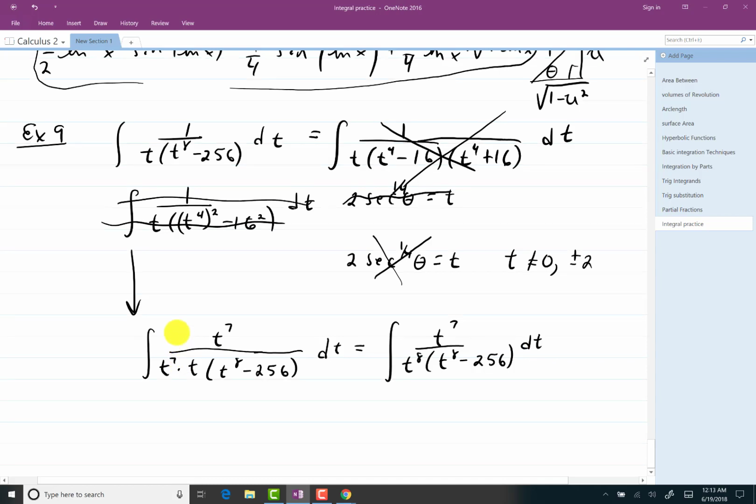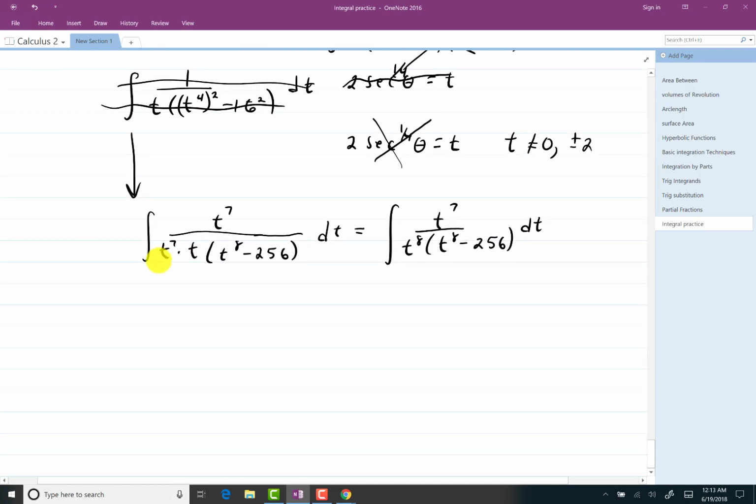Okay, I haven't changed anything. t still can't be 0 and plus and minus 2. I really haven't done anything at all. But now if I let u equal this business, or even u equals this business, it really isn't going to matter. I think I'll let u equal t to the 8th, and then du equals 8t to the 7th dt. And then I can put the 1/8 out front.